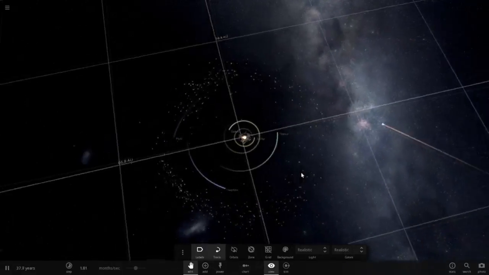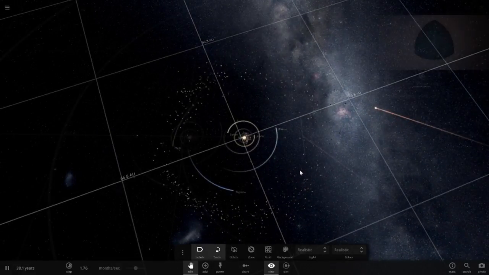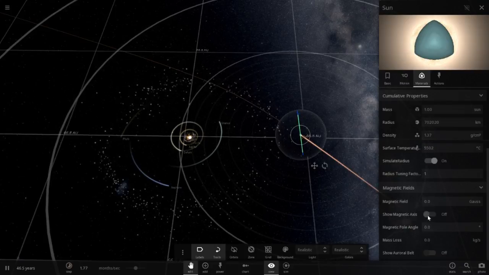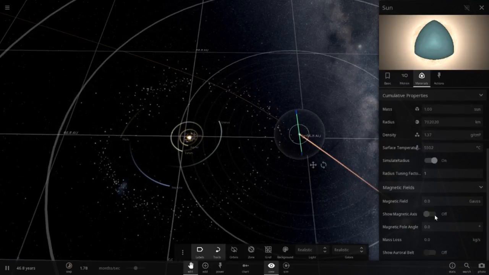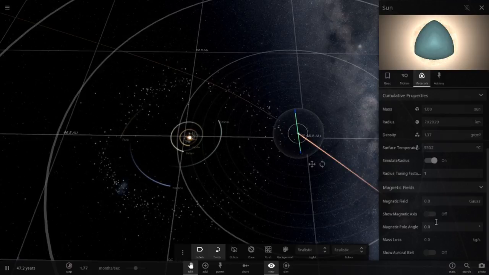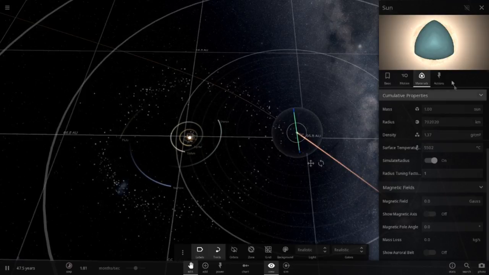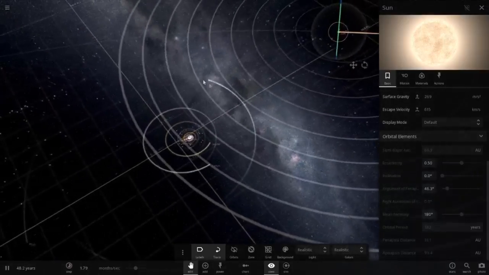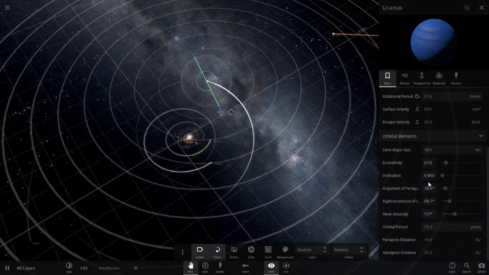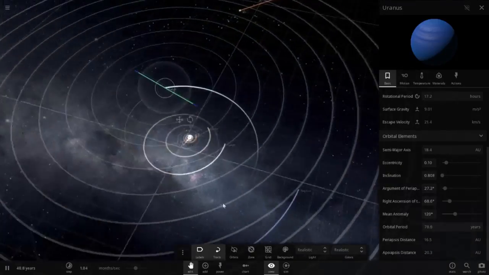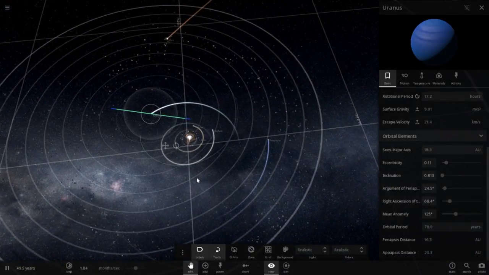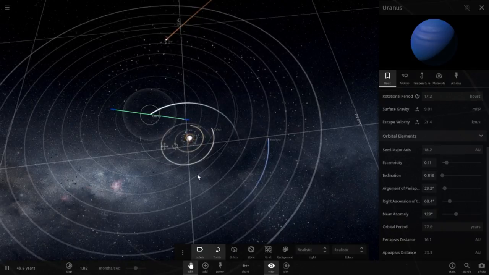Maybe we need something a lot heavier. Show magnetic axis. Off. On. It's actually off right now. Okay, hold on. How about Uranus? Well, its orbital period is changing. Periapsis distance is changing.